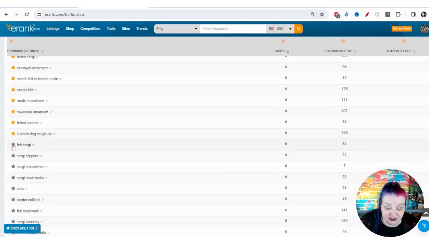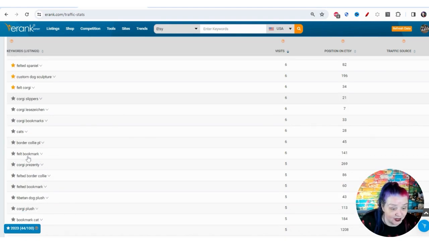And these are keywords that kind of worked one way or another for me. Are they any good? Corgi slippers. No, I'm not picking that. Corgi bookmarks, plural. Yes. Cats. Yes.